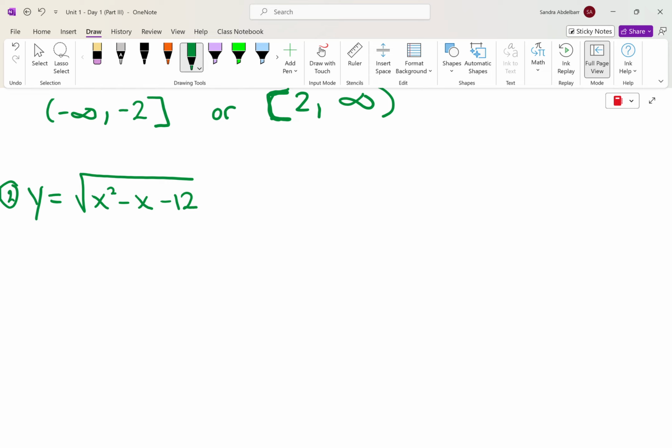All right, you tell me, is there a restricted domain here? No. Maybe. Yes, there is a restricted domain. Why? Because we have a radical, right? A radical can't be negative. We can't be negative underneath the radical, so we can't have an imaginary number. So what is our restriction here for the domain?